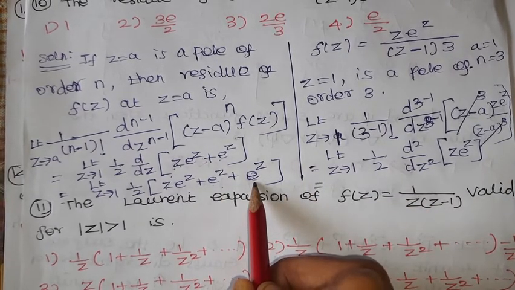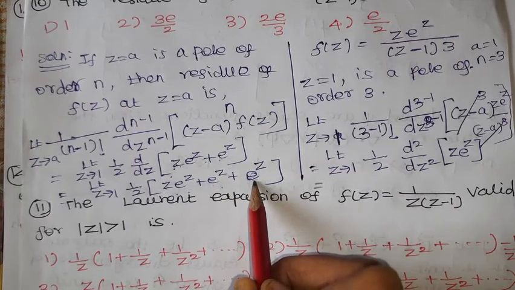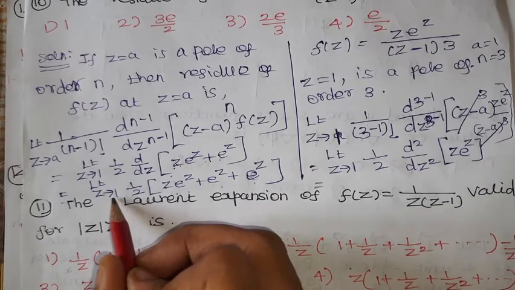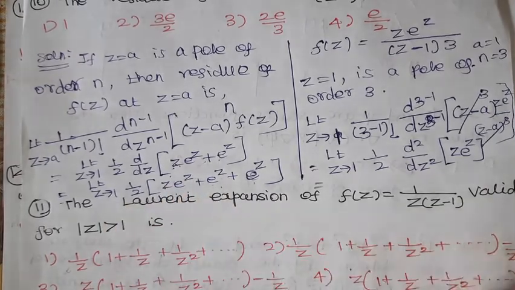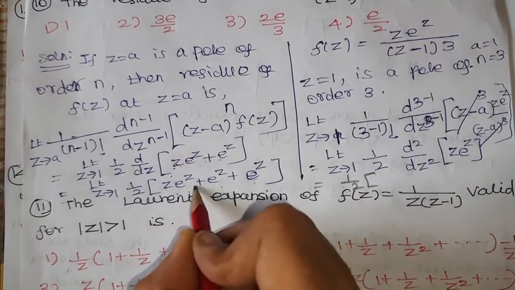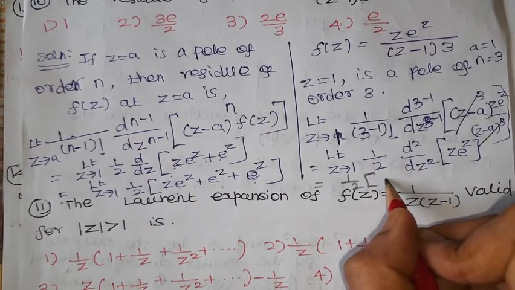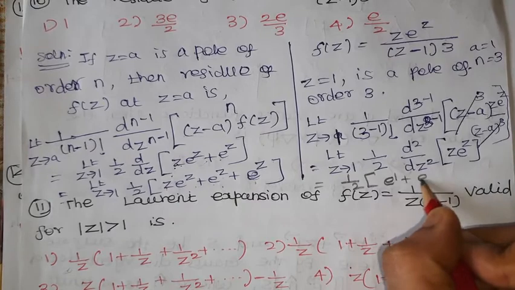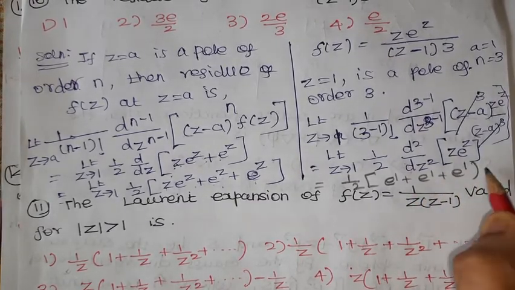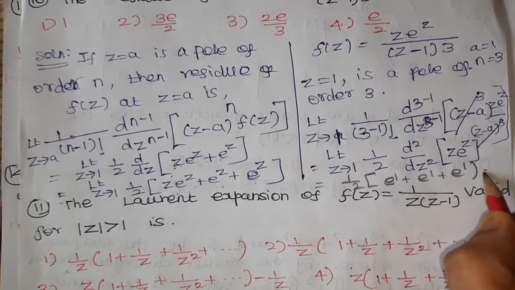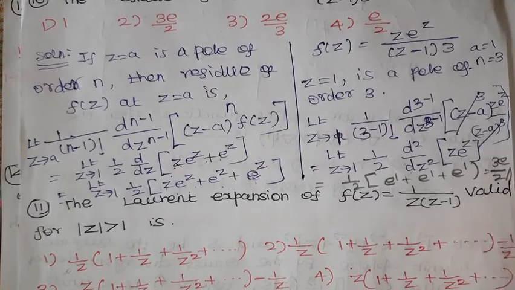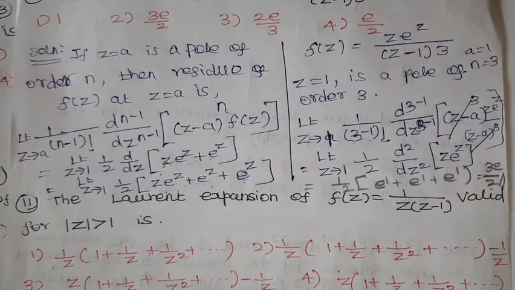Take e power z outside, then substitute the limit 1 in place of z. We get 1 into e power 1 plus e power 1 plus e power 1. E power 1 is e, so the sum is 3e, divided by 2. So 3e divided by 2 is the correct answer for this problem.